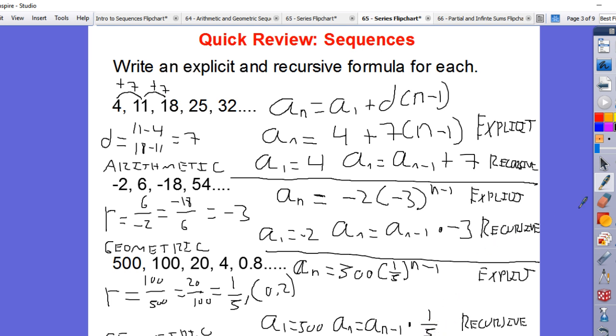All right. That's 3 sequences that we've found an explicit equation for and a recursive equation for. What questions do we have? None? Some? Let's keep our heads up. Come on, Ty.